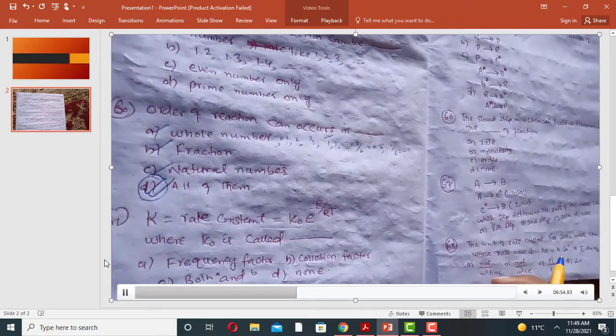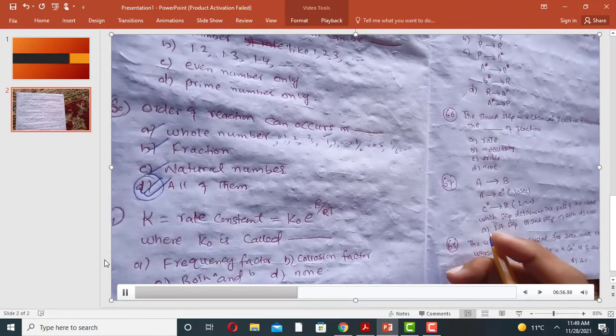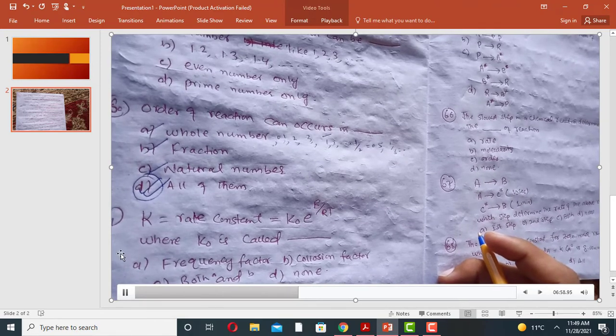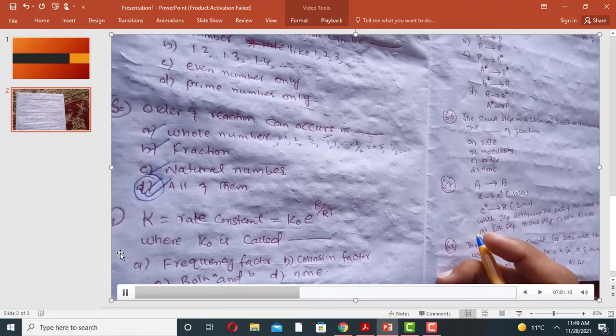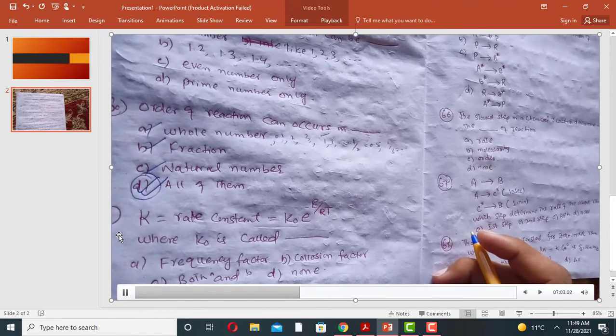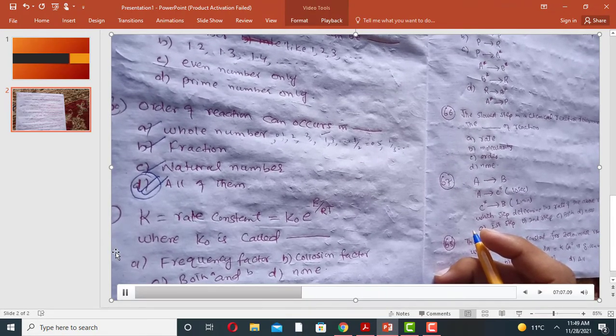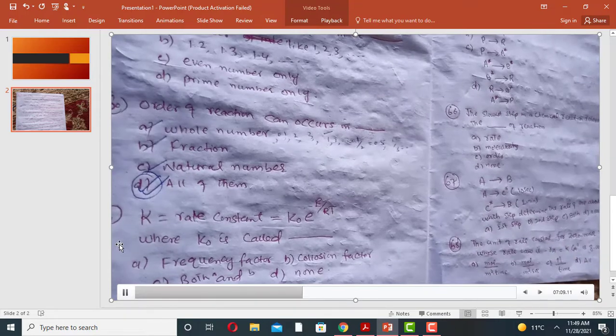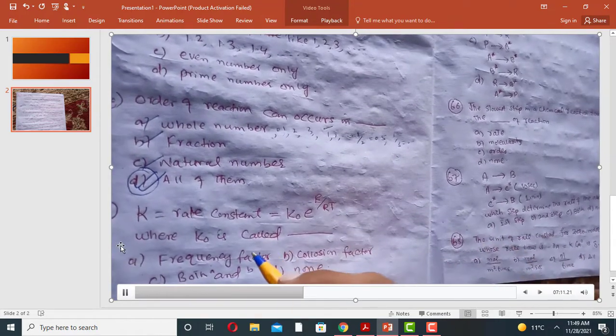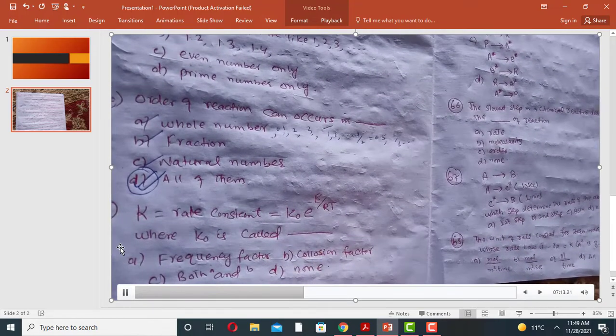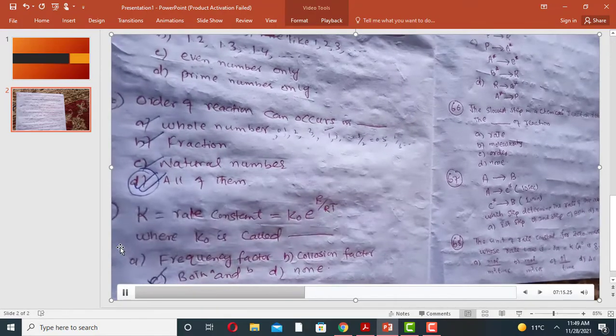K, the rate constant, is equal to K naught e to the power minus E by RT, where A is called the frequency factor, the collision factor. Both A and B are pre-exponential factors. So it is a pre-exponential factor. It is also called the frequency factor, and the collision factor. So both A and B are the correct option.